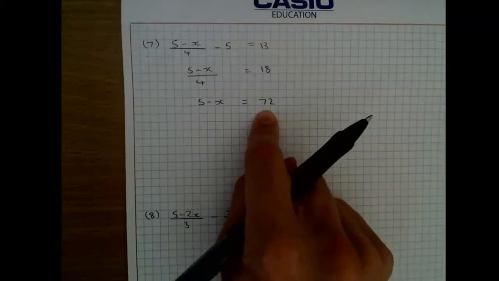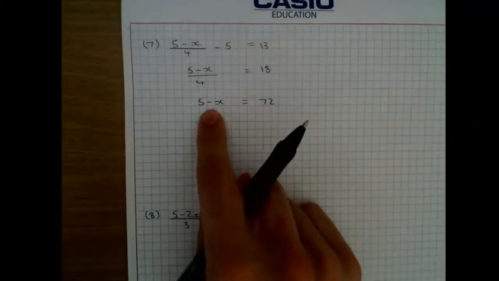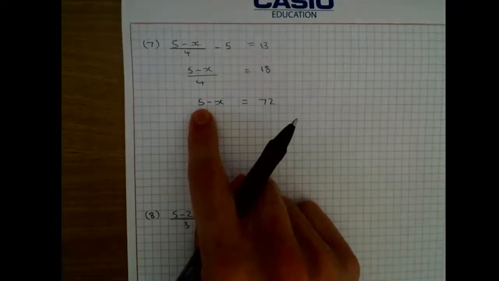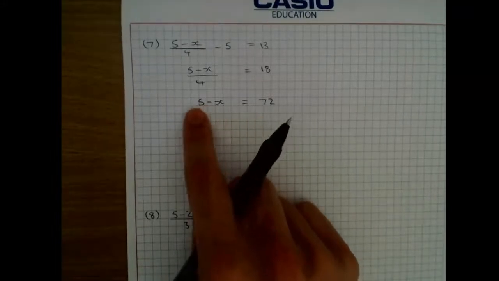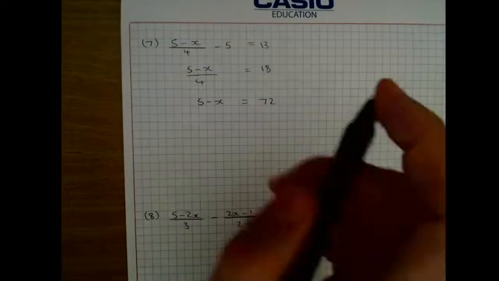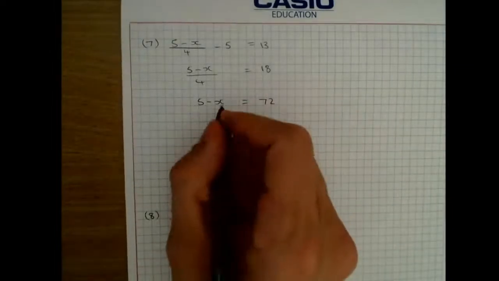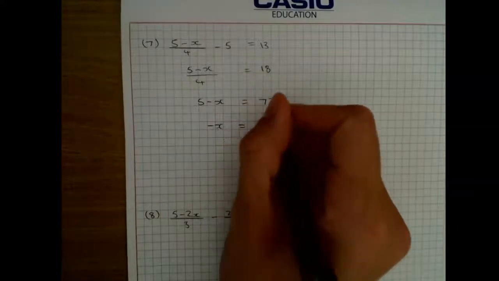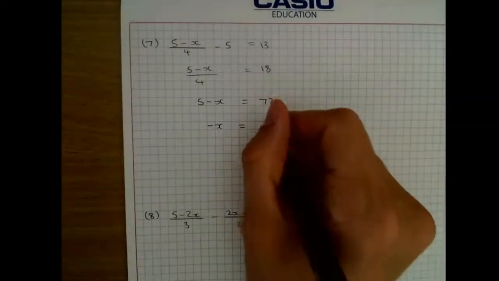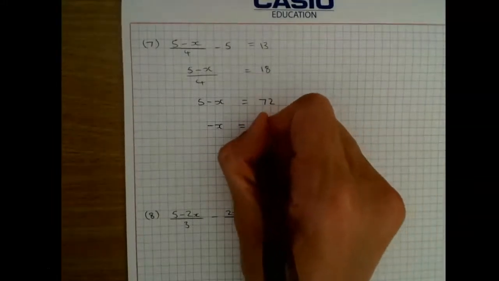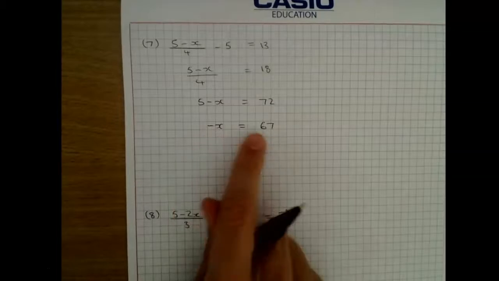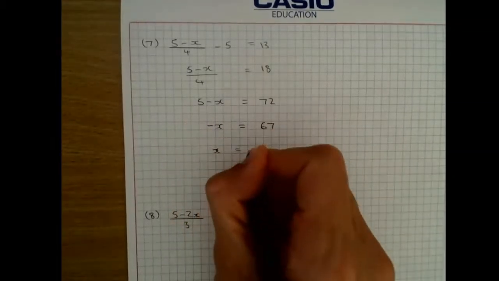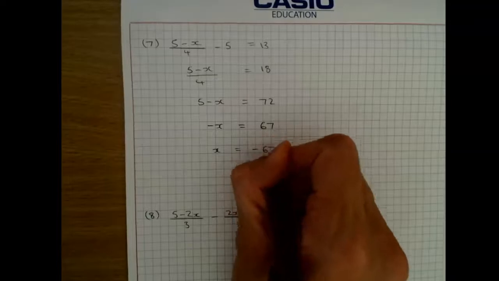Then let's make x the subject of the equation. So currently since 5 minus x is equal to 72, if I subtract 5 from both sides, 5 minus 5, on the left I would only be left with minus x is equal to 72 minus 5 is going to be 67. Then if I multiply both sides by negative 1, x will be equal to negative 67.